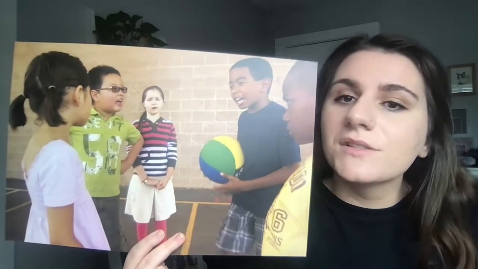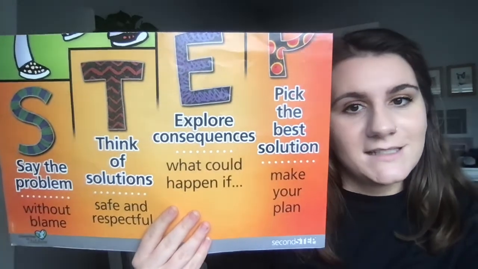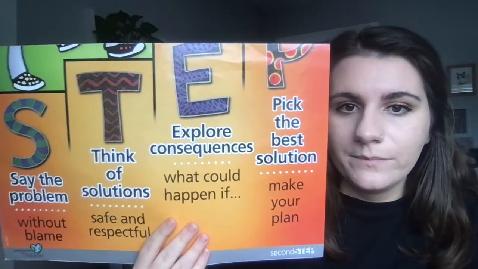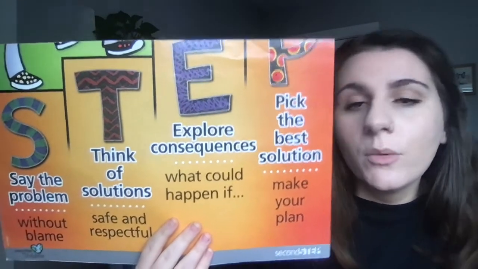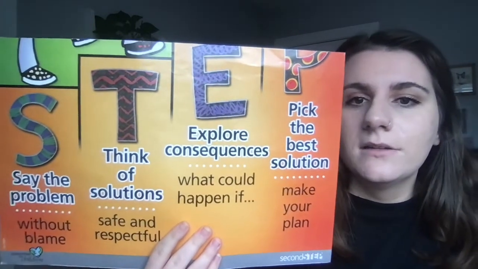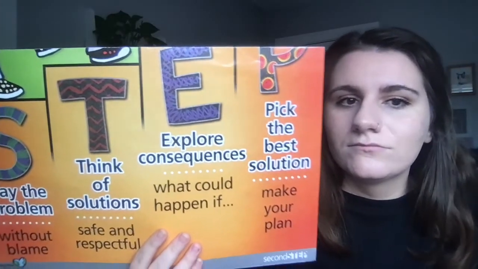He says, "Hey everybody, we're having a problem." Let's use our problem-solving steps to help Brandon solve the problem. The first step is S. Say the problem. Say the problem without blame. You don't want to say, "No one's listening. You all have different ideas." You would say something like, "We are not agreeing on the rules."